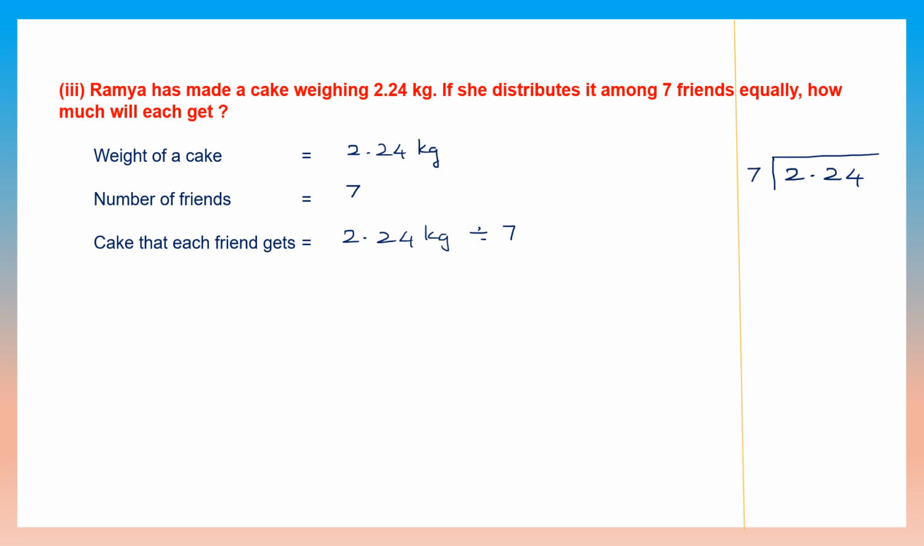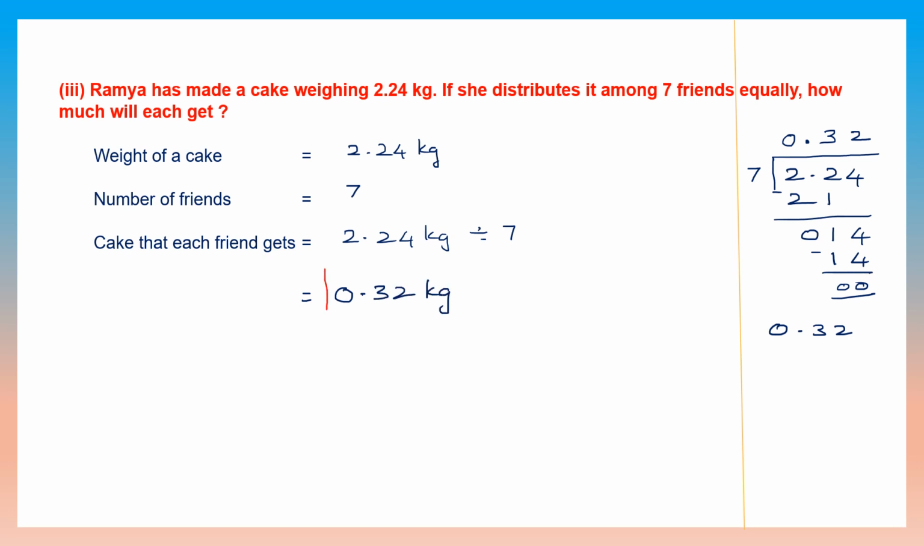Now let's divide. 2 is smaller than 7. So let's put a 0. Carry the point to the same place on top and take 22. Now take 22. So 7 threes are 21, minus, 22 minus 21 is 1, and then we bring down the next number, which is 4. Now the number is 14. 7 twos are 14. So minus, we get 0. So what do we have here? 0.32 is our quotient. So how much does each friend get? Each friend gets 0.32 kg of the cake. Each one gets so much.